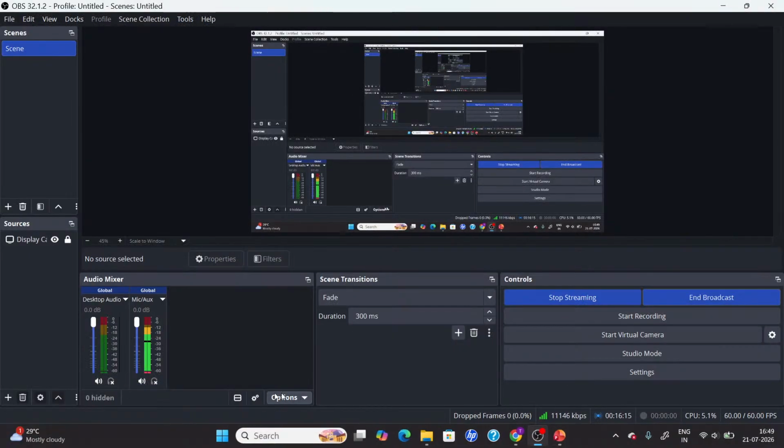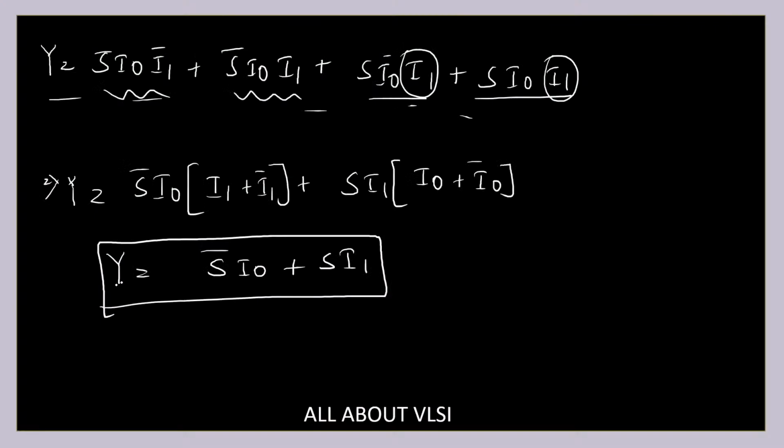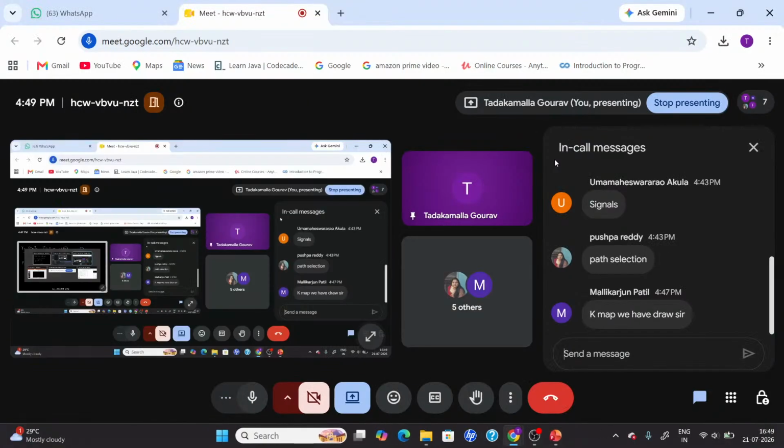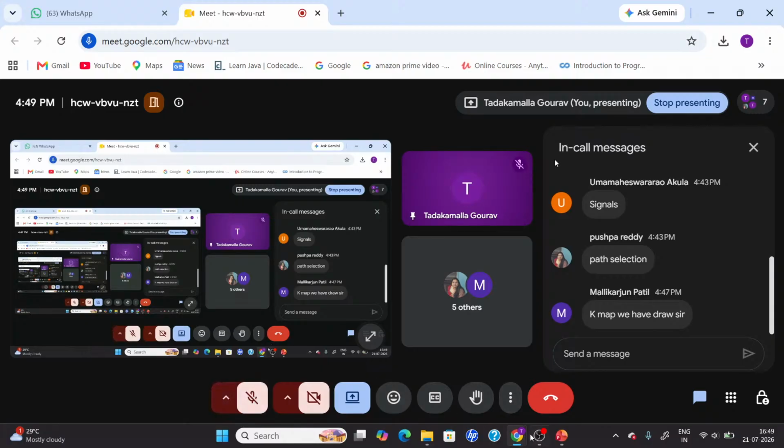Okay, give me 1 second. Yes. So this is the equation which I'm going to get, which is y is equal to S bar into I0 plus S into I1. So this is also known as Shannon's expression. Is it clear, guys? Any doubts or any queries? And give me 1 second.